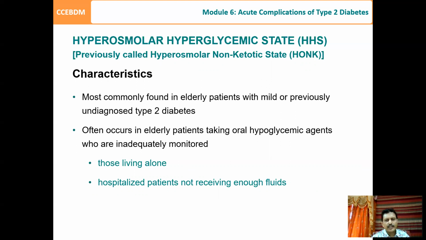So why are they not taking adequate fluid? Maybe because they don't feel thirsty. The thirst mechanism may be impaired in elderly subjects. Second point is that even though they are thirsty, they are reluctant to go and take a glass of water. There may be some limitation in their movement for which they are not going and having water. And this actually becomes more severe if they are living alone with little support system.